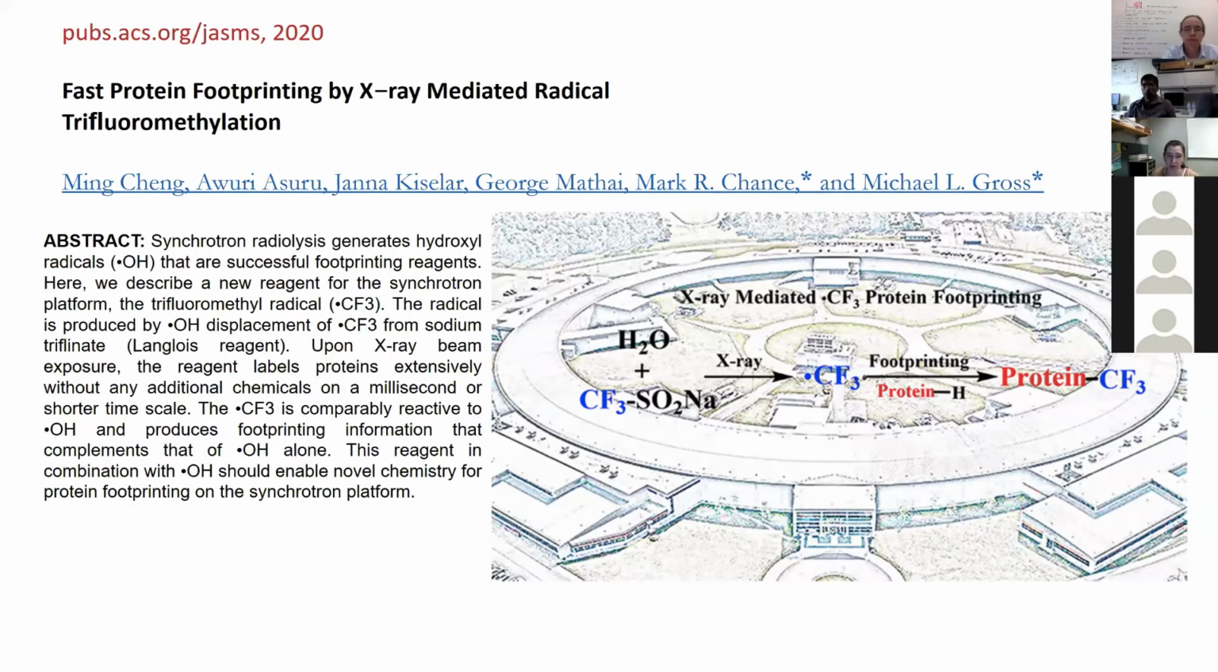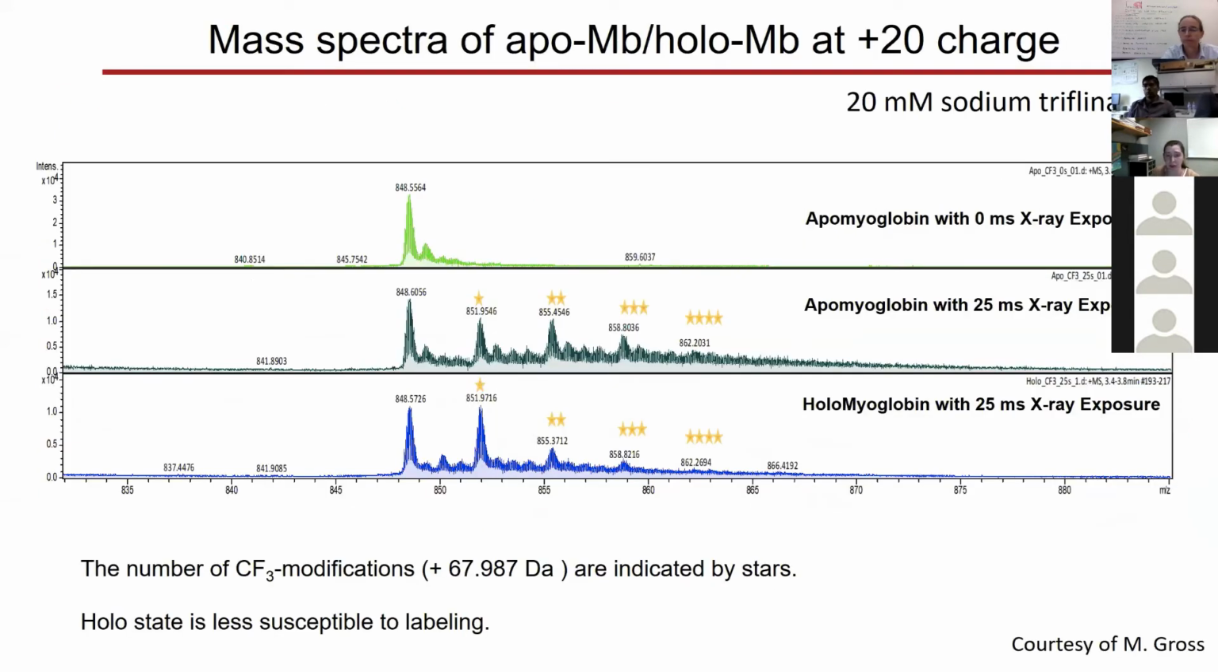Then we did our typical footprinting experiments as we do for hydroxy radicals. First of all, we decided to take a look at the global scale. What do we see in the labeling? For this case, we ran intact myoglobin on a mass spec, and I show here the spectra for the 20th charge state of apo myoglobin. The top panel shows apo myoglobin exposed for 0 milliseconds. You can see just the charge state with maybe a little bit of oxidation.